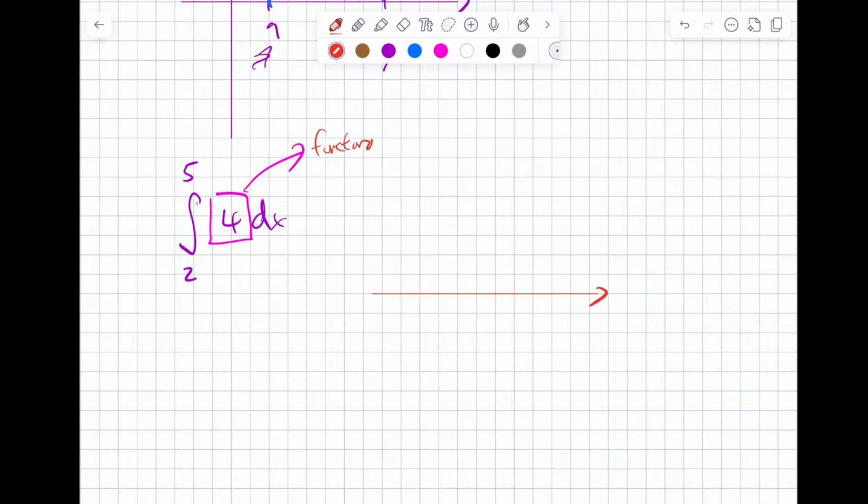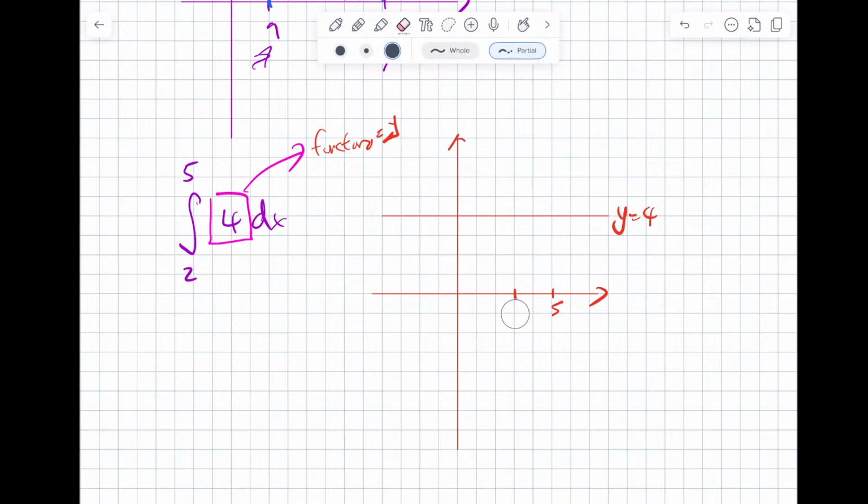Okay. So it just means y equals 4, because this is a function, right? A function is equal to y, so y is equal to 4. Is that okay? So what will be the area between, let's say, 2 to 5? So 2 to 5 will be the area under the curve.